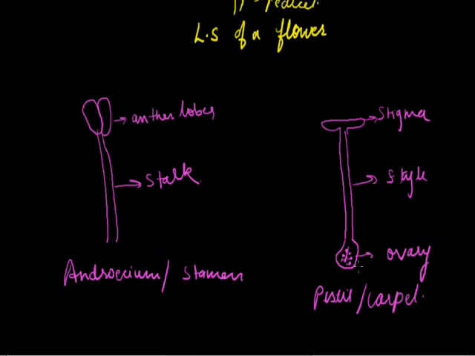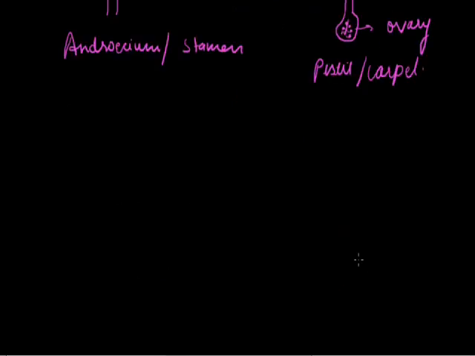Now since flower is the reproductive part of a plant, it will take part in sexual reproduction. Besides reproducing asexually by vegetative propagation, flowering plants also reproduce sexually by producing flowers. This structure we have already defined. Now the next term is called pollination.